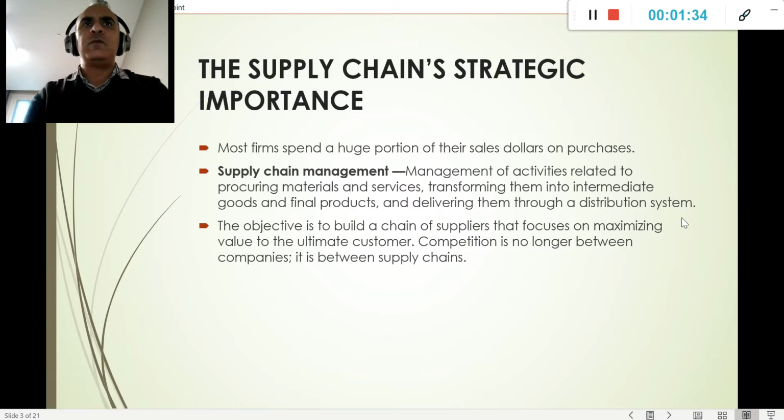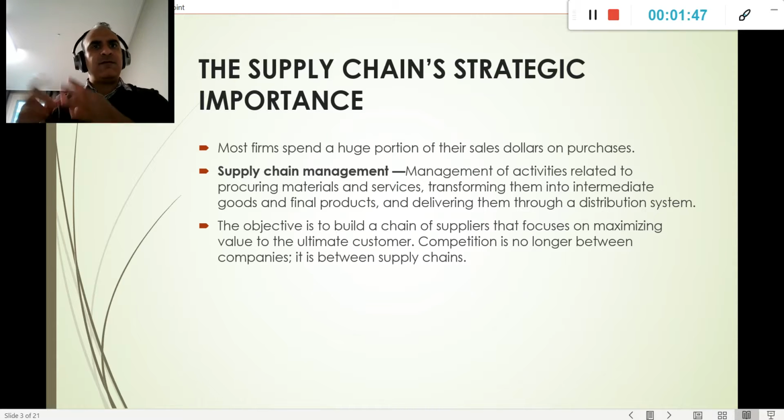Okay, so in this case, we're talking about supply chain management, which is maximizing value to the ultimate customer. So in this case, we have to make sure that all the goods and all the values are flowing effectively, because when we have excessive inventory, that means stock money that is not moving. So that's what we want to minimize.